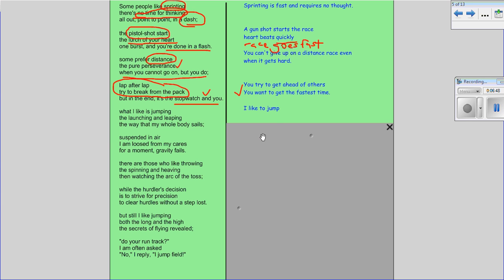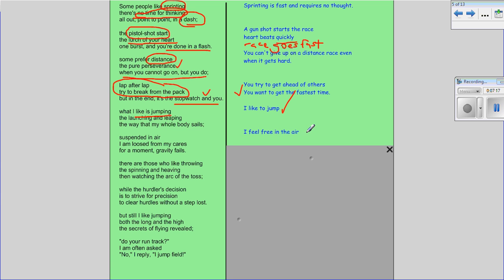All right. Did you write that this author, or this narrator, likes to jump? That's pretty much exactly what they're saying here, and all the different ways that they like jumping. Let's try it again with our next stanza. "Suspended in air, I'm loose from my cares. For a moment, gravity fails." Again, keep the main idea and put it in your own words. What is the author saying here?